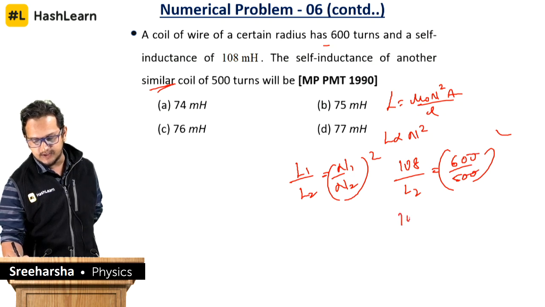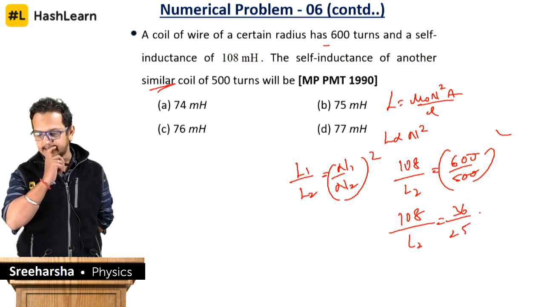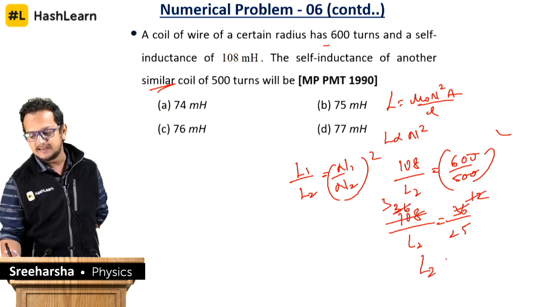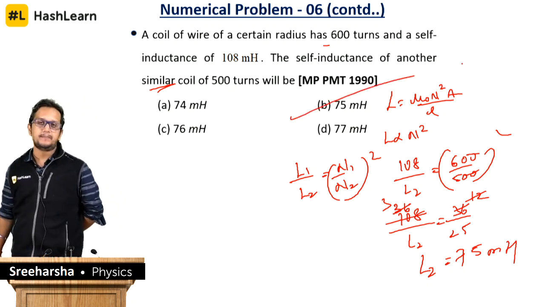So this gets cancelled, and you will have 108 by L2 is equal to 36 by 25. So the nearest multiples of this are 12 times and this is 36 times and this is thrice. So L2 is equal to 75 millihenry. So the correct answer is B.